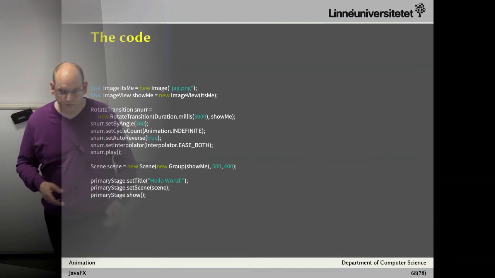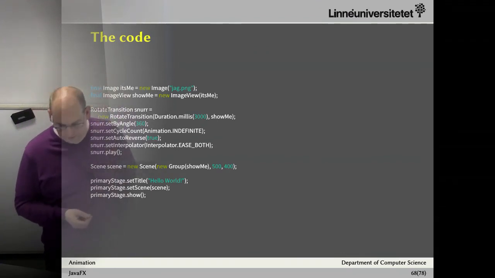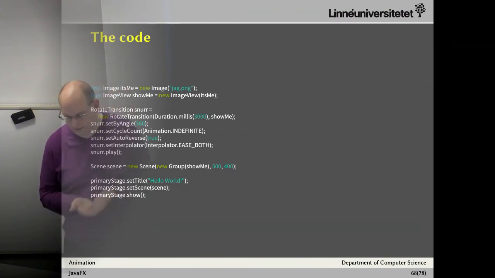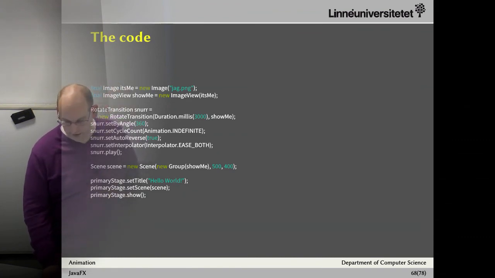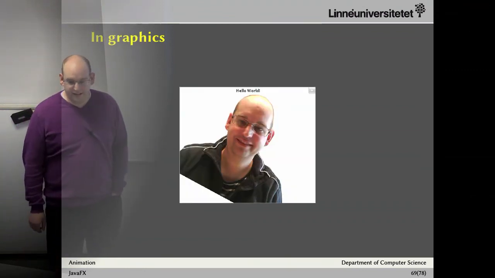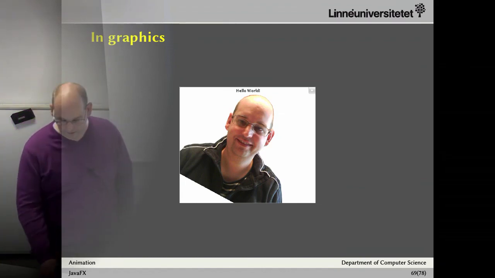We take an image, we create a rotate transition. It has a duration, 3 seconds this time. We set an angle, 360, so it makes a complete circle. It will do this indefinitely and auto reverse, and as I said, it will interpolate ease both to make it look nice when it reaches the end. And I wish I had this one, but it's something like this. And I'm going around and around and around.